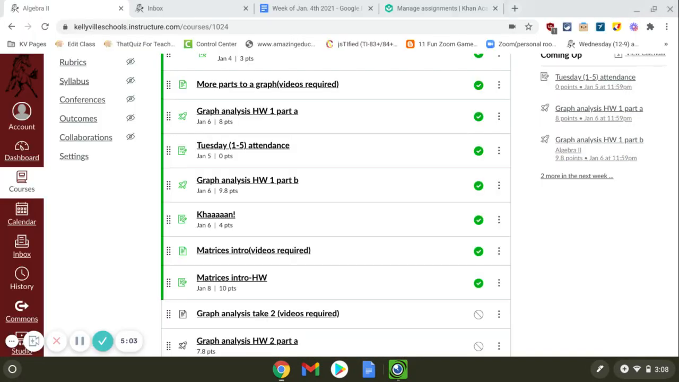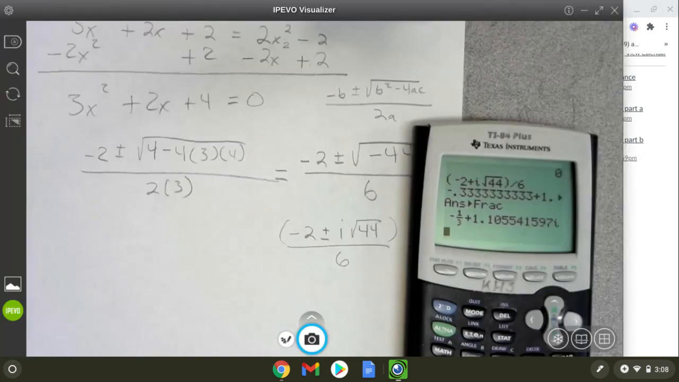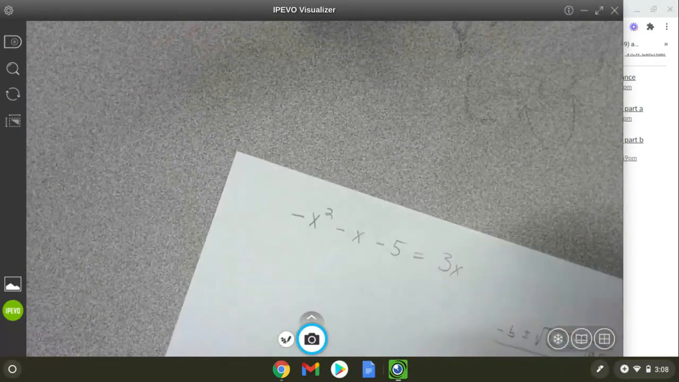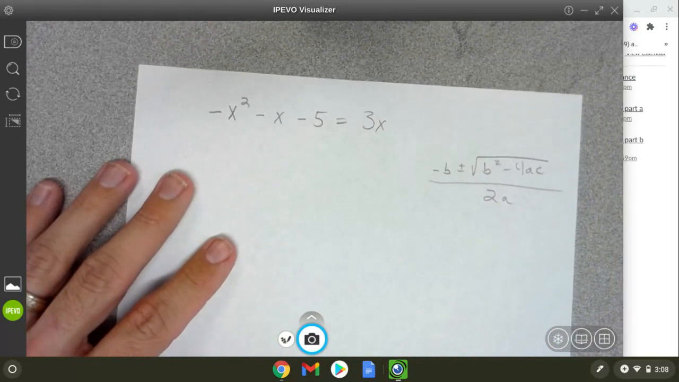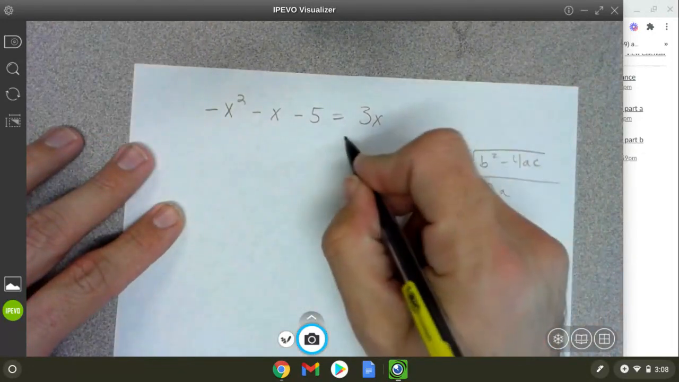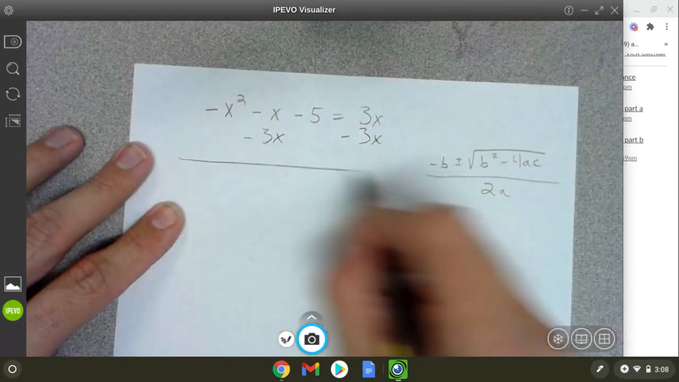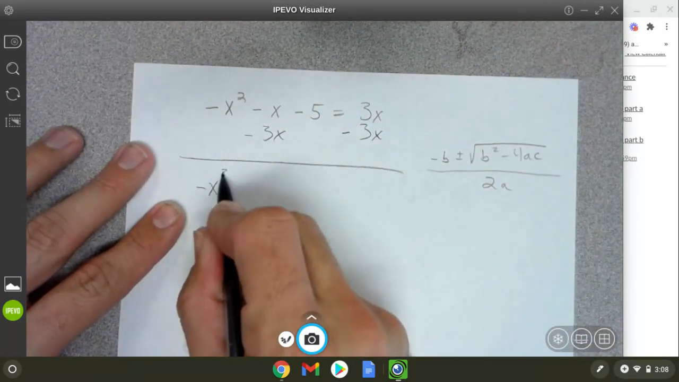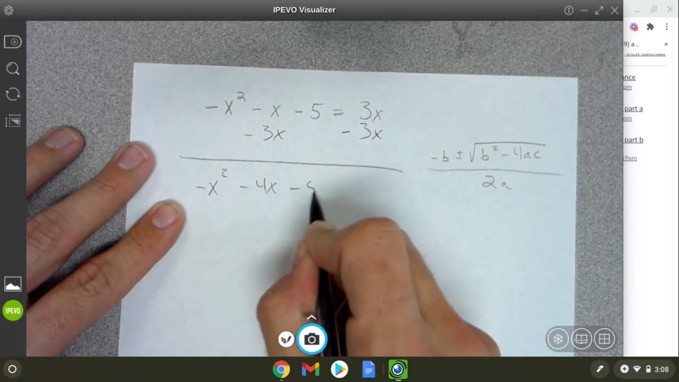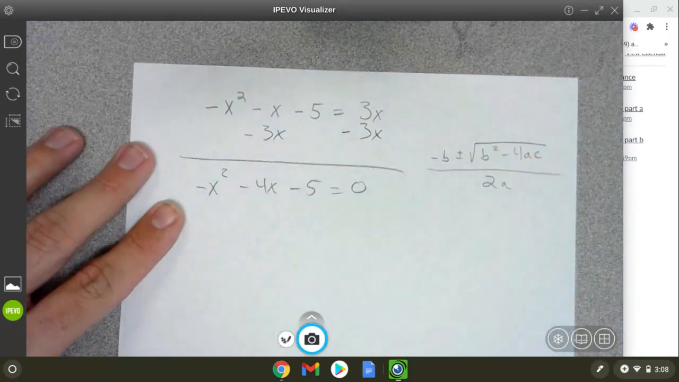All right, let's see how we're doing. Yeah, I think we have time for a little quick one here. So we need to move this 3x over. Okay, move the 3x over. This is going to be negative x squared minus 4x minus 5 equals 0.